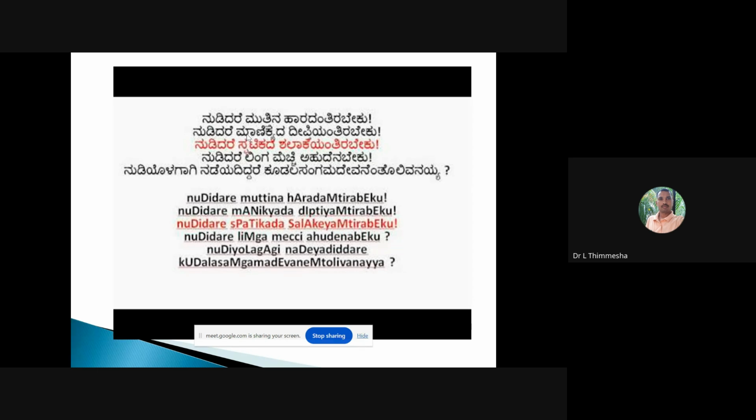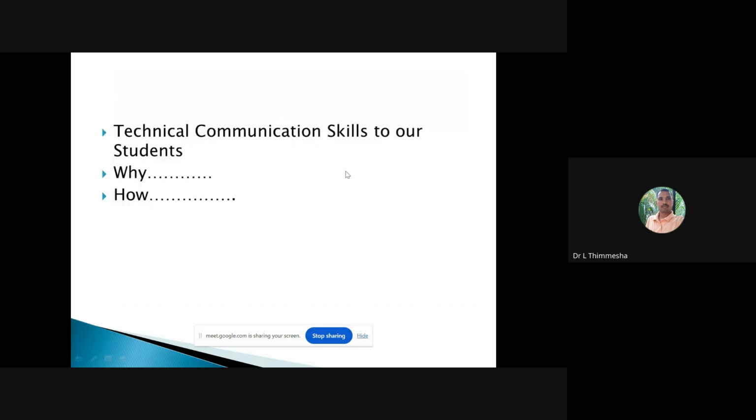I don't know whether it is happening in other engineering colleges, but in GECs, in government colleges, where the students come from rural backgrounds and different backgrounds, they have not got an opportunity to be exposed to society, and even to inculcate social skills and good interaction. And here I would like to share some other issues regarding technical communication skills, and why and how and for what purpose it is.